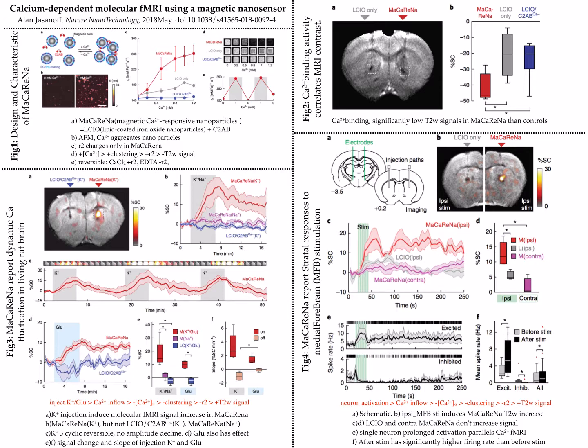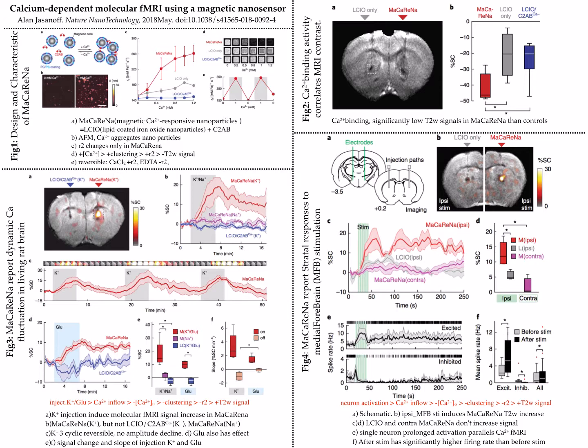But if the solution only contains LCIO nanoparticle with no C2AB, or if you have LCIO and C2AB mutant, where you mutate the protein so that it has no affinity to calcium, then no matter how you change the calcium concentration, the R2 will not change. So you can see figure D.